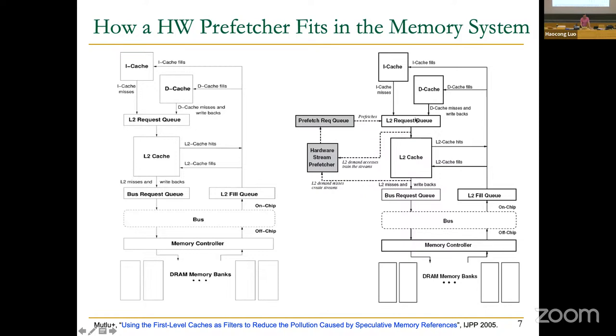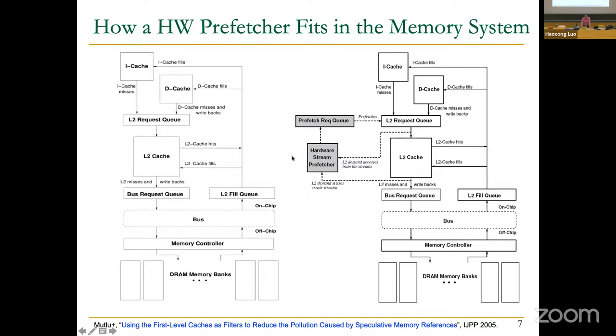Basically, it can observe requests that are coming into the L2 and then it can create some prefetching requests, or it can create some tracking entries based on the misses that happen in L2. Basically, it observes the requests coming out of the L2 and coming into the L2. And based on that, it tries to figure out, is there a predictable pattern in those requests? And if there's a predictable pattern, it generates some prefetch requests and sends them into the L2 request queue. Make sense? So that's the idea, basically.